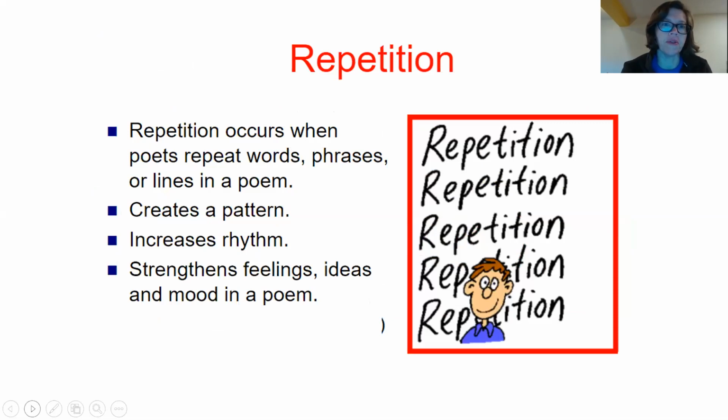Repetition occurs when poets repeat words, phrases, or lines in a poem. It helps to create a pattern, increases the rhythm, and strengthens feelings, ideas, and the mood in a poem.